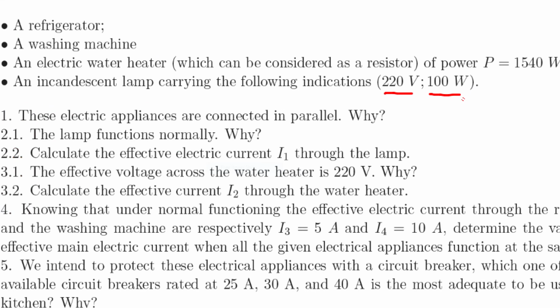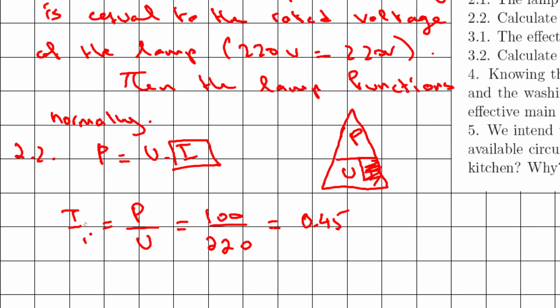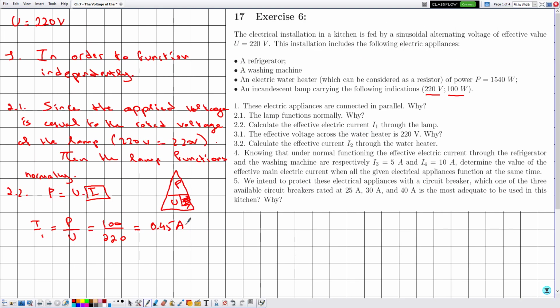The value of P is given by 100, and the value of the voltage is given by 220. Plugging this on the calculator, we get the value of the current rounded to the nearest second decimal, which is 0.45. Since everything is expressed in the SI, and in particular P and U, then the value of I1 will be in the SI, which is amperes. Then I1 is equal to 0.45 amperes.